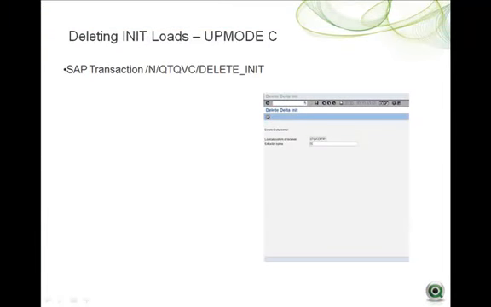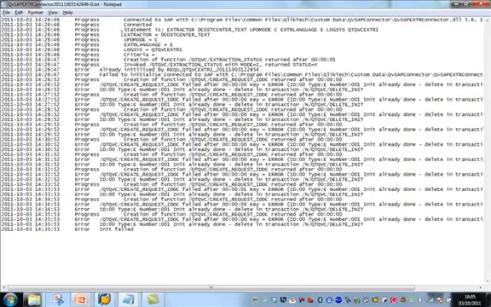Finally, deleting init loads. Within the ClickView script, you can specify the extraction method using one of the flags available within the extractor. Upmode C indicates this particular extractor has been run in init load form. If you require to do another init load on the same extractor, ClickView will fail with an error message within the log file. Here is an example log file using extractor 0COSTCENTER_TEXT, where the init load has tried to be run twice without the original init load being deleted, and here we can see the error message produced.